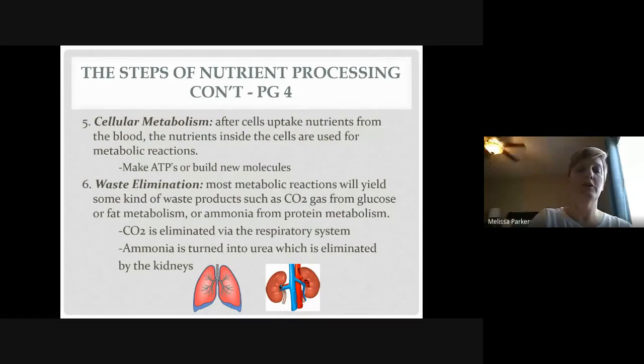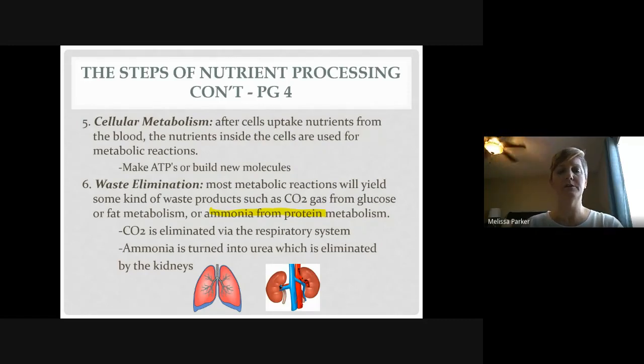So you've heard me say a few times that we do not use protein for fuel because it's a dirty fuel. And it's dirty because it creates ammonia. And ammonia is toxic to our bodies, and it can't be excreted on its own. We have to convert that ammonia into something else in order for our body to get rid of the ammonia.